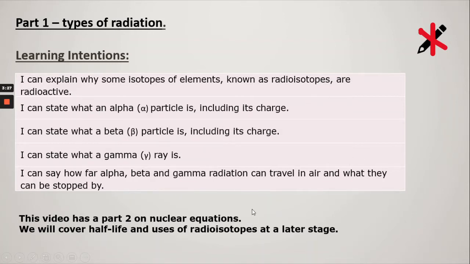And then in the second part of this lesson, we're going to look at nuclear equations. That's also going to focus on these different types of radiation. And then there are aspects of this topic to do with something called half-life and the uses of radioisotopes, and we're going to cover those at a later stage. So let's get started looking at why some isotopes are radioactive and what these different types of radiation are.